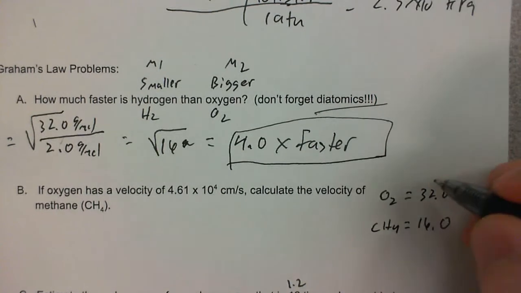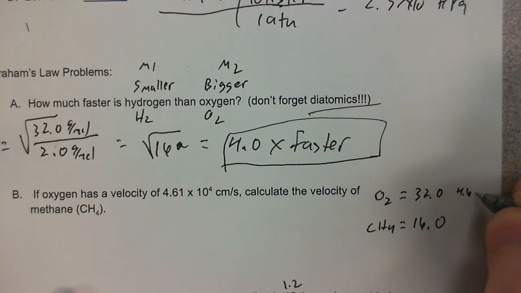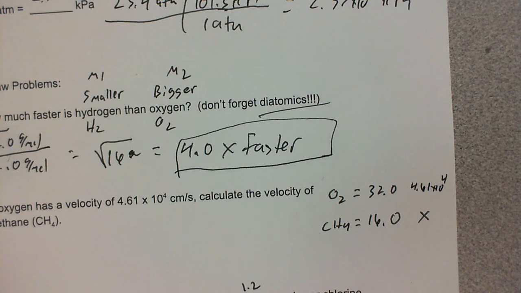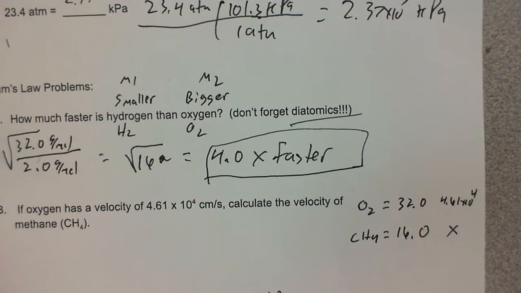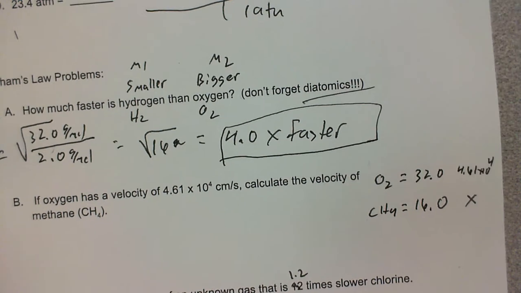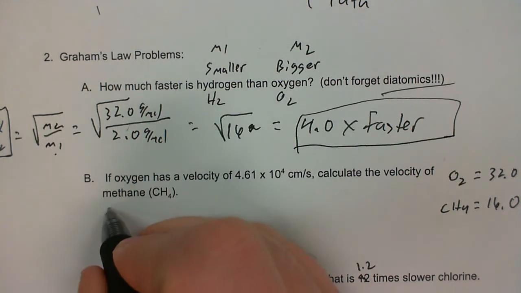By the way, this is the mass, right? So what's oxygen's velocity? It's 4.61 times 10 to the fourth, right? So 4.61 times 10 to the fourth, and that is unknown. We don't know what that is for methane. It doesn't actually matter what we make velocity 1 and velocity 2 or mass 1 and mass 2 as long as it's consistent. So let's look at my equation and think before we begin.